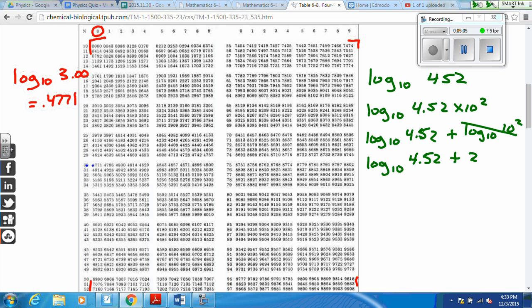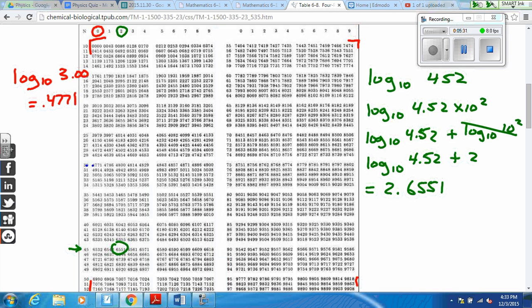On our chart, we go to 45, and we go to the column whose digit is 2, and that puts us right here, 0.6551. And we add 2 to it to get our final number, 2.6551. So that's how logarithms were found.